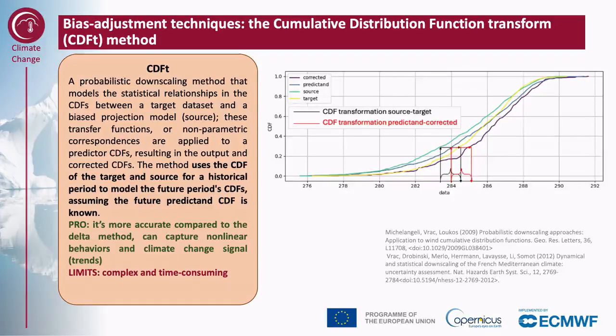In particular, in the picture, the transform between source and target is represented in black, while the red lines represent the application of this transfer function to the predictant to obtain the adjusted output. This method is more accurate compared to the delta method because it can capture nonlinear behaviors and climate change signals or trend, but it is limited by the computational complexity and the large computational times required.